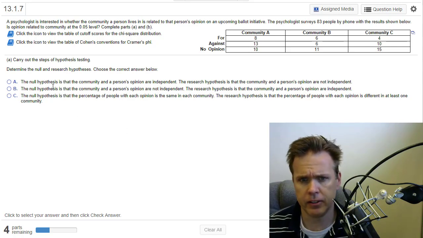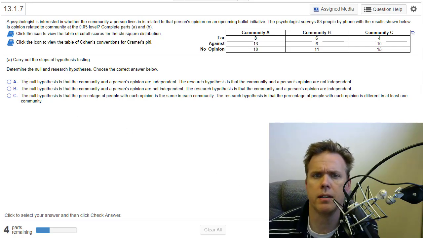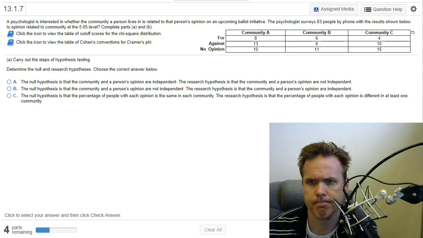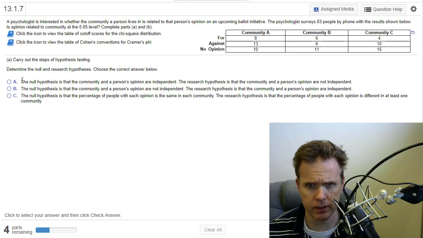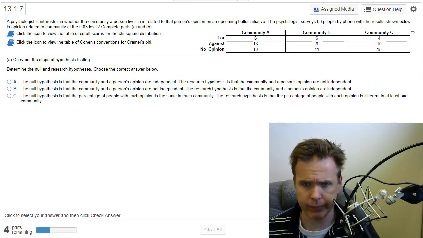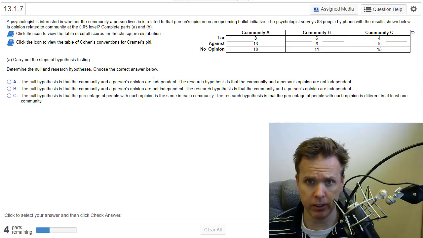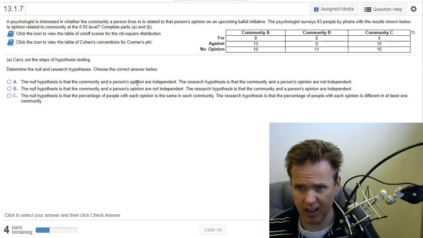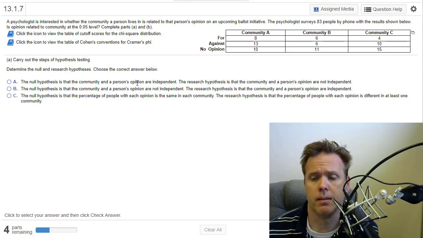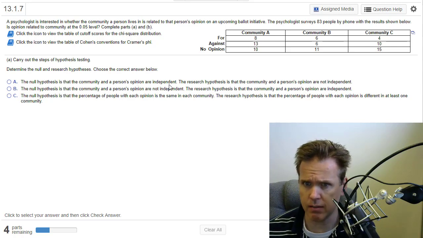Okay, so the null and research hypothesis are going to be what here? Let's read through all these. This first one is the only one that sort of makes sense here. The null is that they are independent. It will always be the null for the chi-square test for independence. So we assume that they are independent unless there's evidence that shows that they're not independent. So that's what the research hypothesis is.